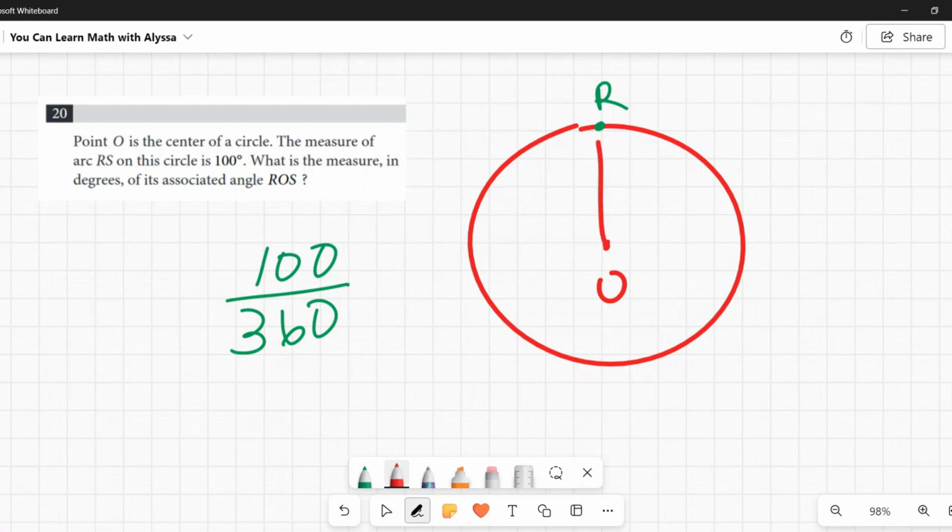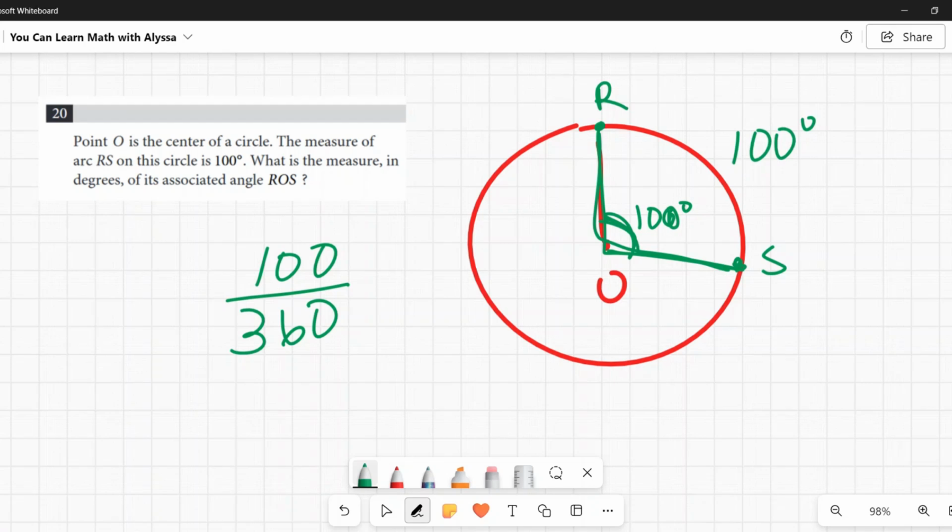So, and it's going to look like, if you drew a 100-degree angle, more on this in a second, that arc is going to be where that 100-degree angle hit the circle. So my point S is probably around here somewhere. That's point S. And this would give me this arc RS that is 100 degrees. Now it's saying, what is the measure in degrees of its associated angle ROS? Going by what I just said, you're probably guessing that this is 100 degrees, and you're right, it is.